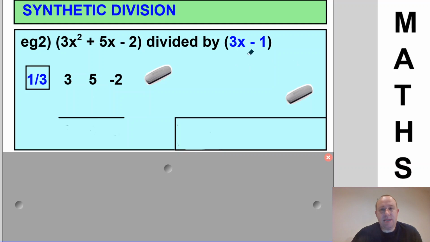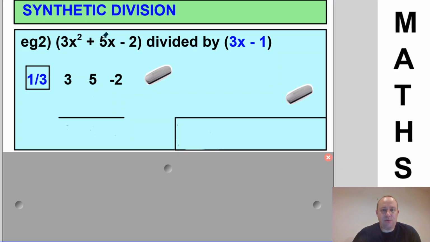It's not quite so easy when we have something that's not just x. On the previous one we had x minus 1, you could just do 1. When it's 3x minus 1, what we're really doing is solving this. When does this equal 0? So we can find out what the root is. So if you solve this equation equal to 0, you would find the answer 1/3.